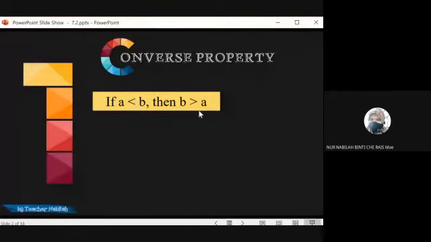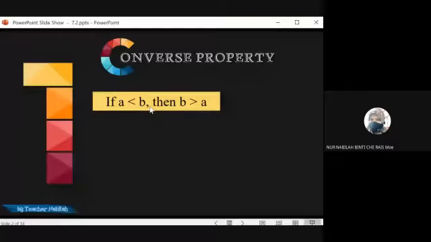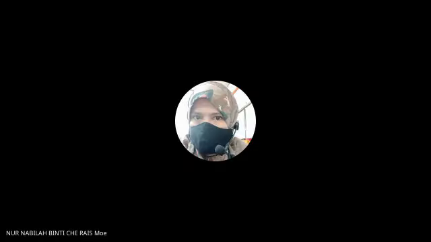You just change the letters: this B you put in front here. And if you look at this symbol, last time I told you how to recognize it. You can use a Pac-Man mouth. You face the B, so at this side also, the mouth must face B. So you just change the position. A less than B means that B is more than A.